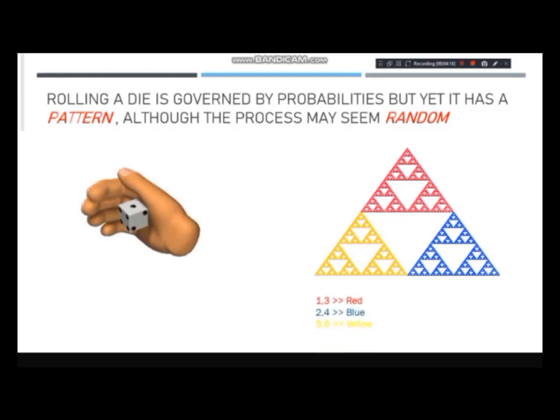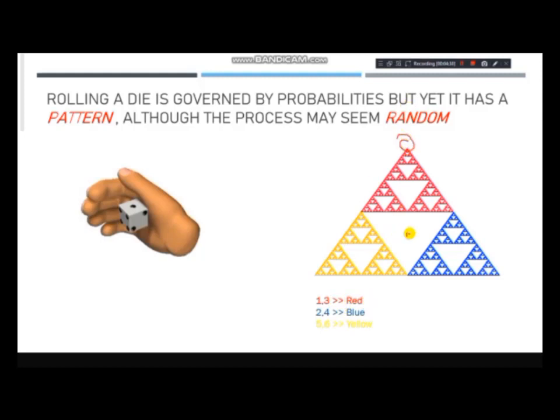Okay, let's say this is my initial position. If I get 1 or 3 after I roll my die, I will start moving towards this point. Okay, if I get 1 or 3, I'll start moving to this point.